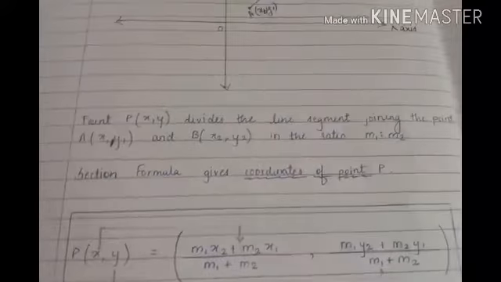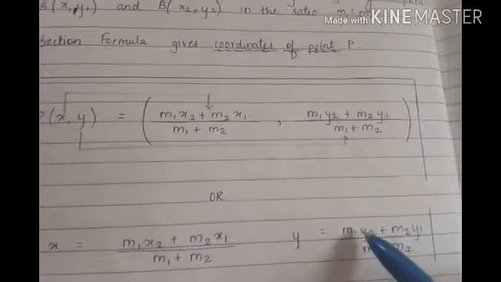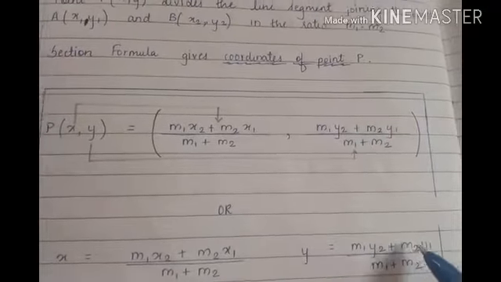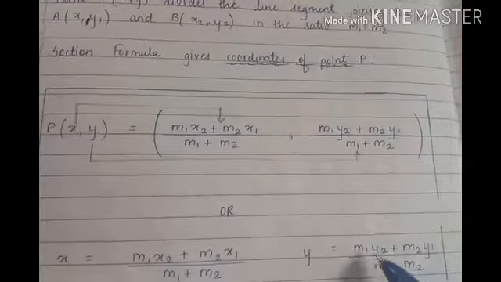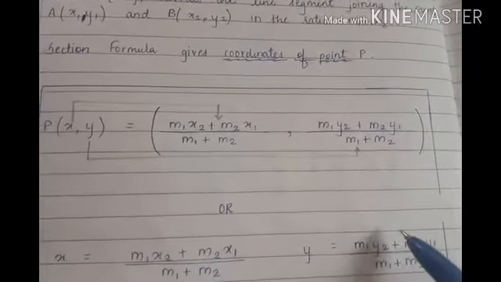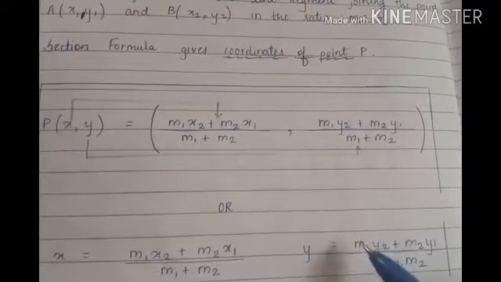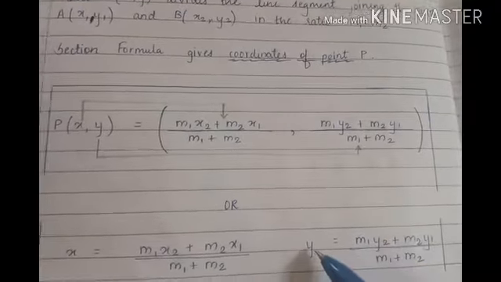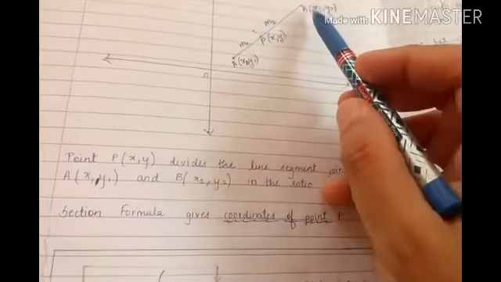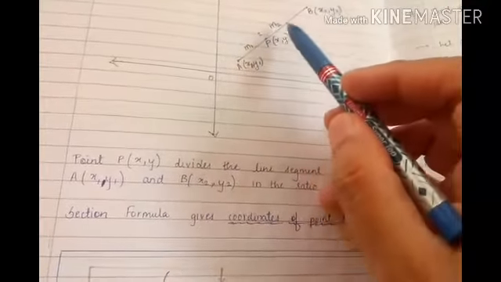Okay, now what does it mean? That means this y coordinate is given by m1 multiplied by y2. So y2 value will be given to you, m1 will be given to you, m2 will be given, y1 will be given. m1 m2 are given, so m1 plus m2. So when all these values are given, using this formula you can find the y coordinate of this point which divides the line segment AB in the ratio m1 is to m2.